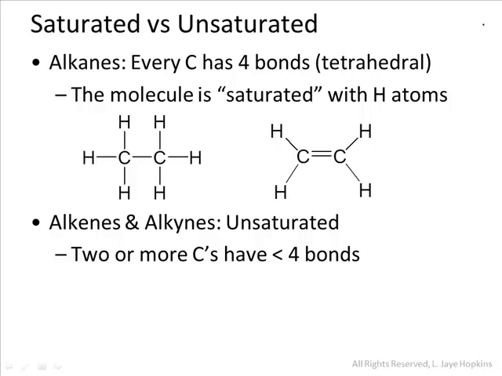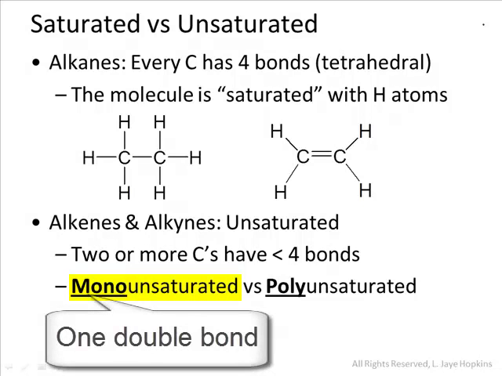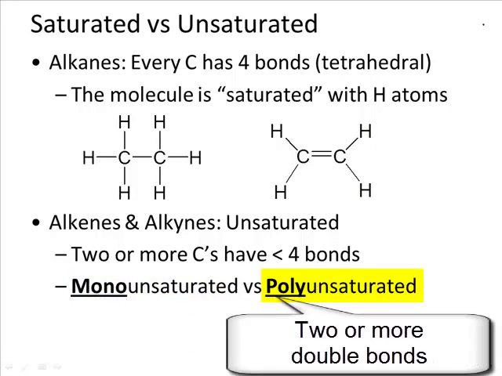Especially with alkenes, we often run into the terms monounsaturated versus polyunsaturated. As you can guess, a monounsaturated alkene contains just 1 double bond. A polyunsaturated alkene can contain 2, 3, or more double bonds.